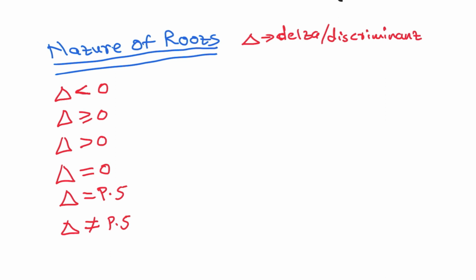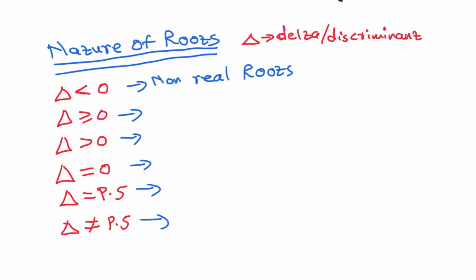So now, what do these delta cases tell us? Every time delta is less than 0, you know that you have what we call non-real roots, right? And when it's greater than or equal to 0, meaning exactly 0 or positive, then we have real roots, right? But if it is only greater than 0, only positive, but never 0, then it means you have unequal real roots. I will explain, don't worry.